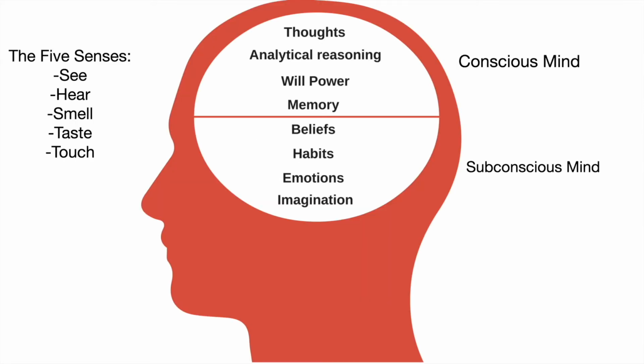So to better understand this, let's look at this image here of really two modes of thought or thinking that can be broken down into the conscious mind and subconscious mind. So the conscious mind is where our thoughts, our analytical reasoning, our willpower, and our memory reside. So for example, how I'm creating this lecture right now is by using my analytical reasoning. I'm basically using my senses to organize information and be able to share it with you today.